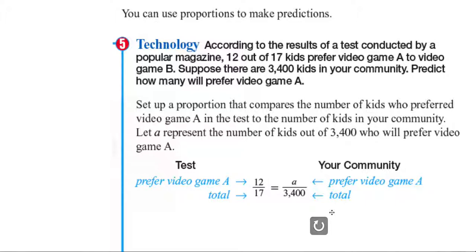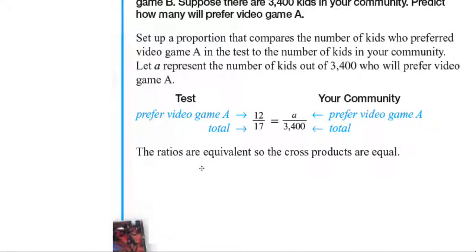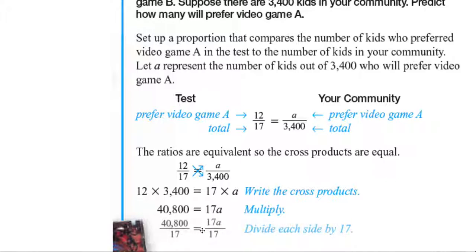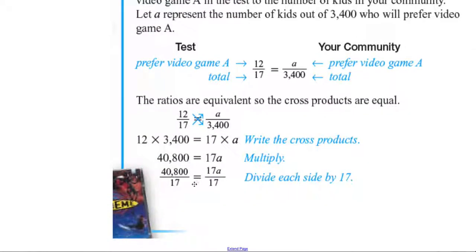And then we use cross products to be able to solve for A. We now multiply 12 times 3,400 equals 17 times A. So 12 times 3,400 equals 17 times A, which gives us a product of 40,800 equals 17A. Then, to isolate A, we divide both sides by 17. So we end up with 40,800 divided by 17, which gives us 2,400.